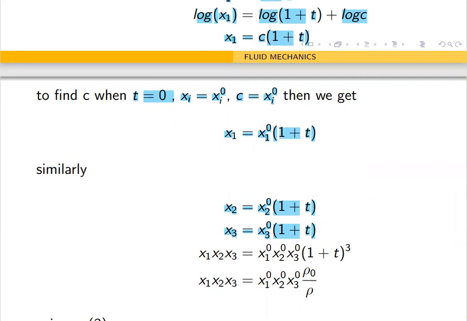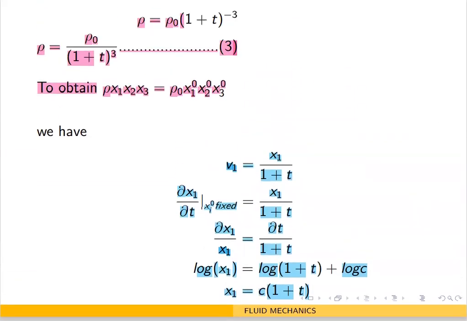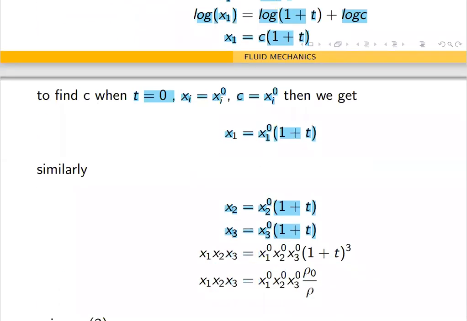Okay, now multiplying all these things. Why do we have to multiply all these things? Because what do I have to prove? I have to prove this: rho of x1, x2, x3. I have a multiplication over there. So we'll multiply now all the three. So multiply LHS and multiply RHS. So x1 x2 x3 is equal to x1 naught x2 naught x3 naught into 1 plus t, 1 plus t, 1 plus t, that is, 1 plus t whole cube.